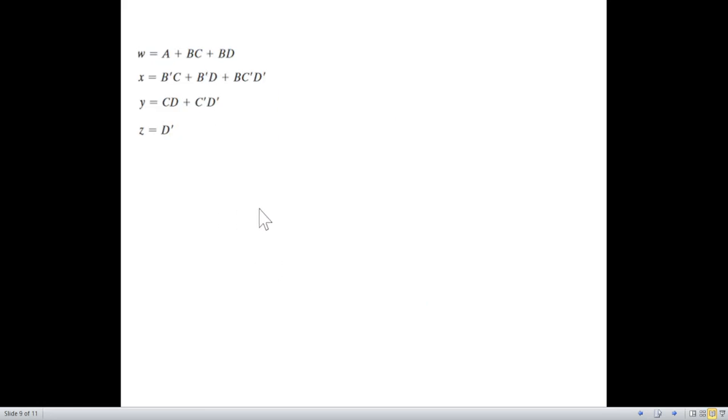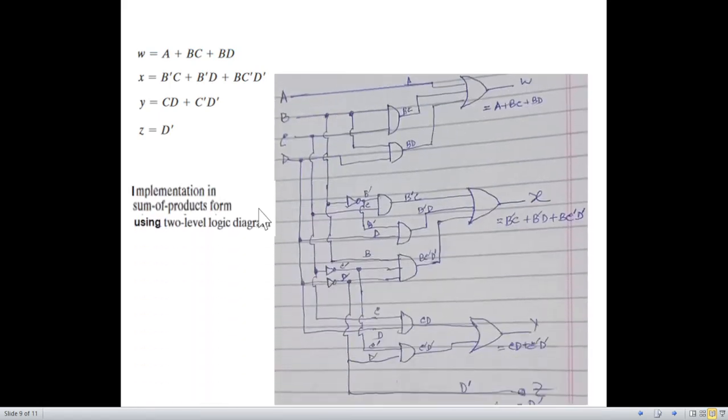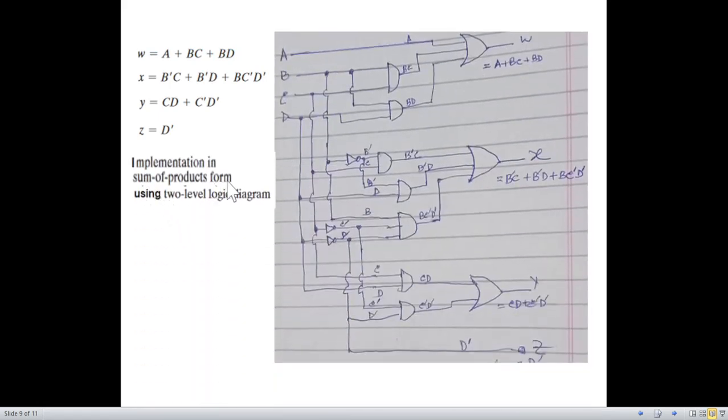Now the easiest way is to draw or form the sum of product form using 2-level logic diagrams. So you can just draw yourself. Like here, W is combination of 3 sets. So I'm using a 3 input OR gate. And you can just follow this. I have just done each set like this. So these are the 4 outputs, W, X, Y, and Z.